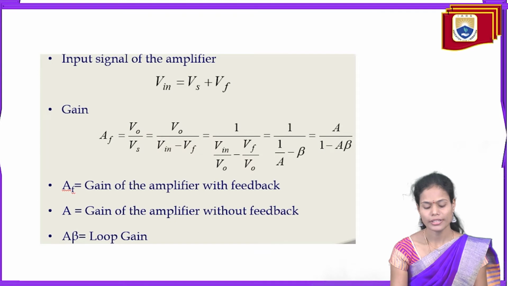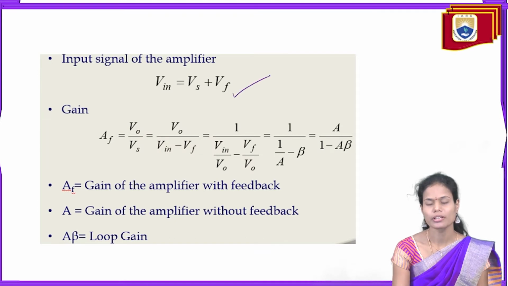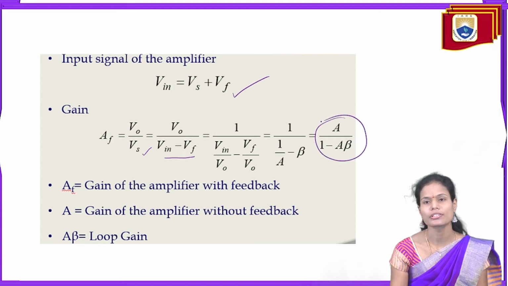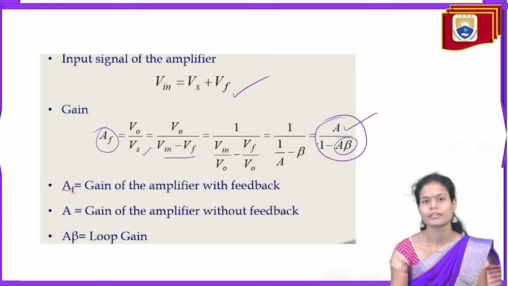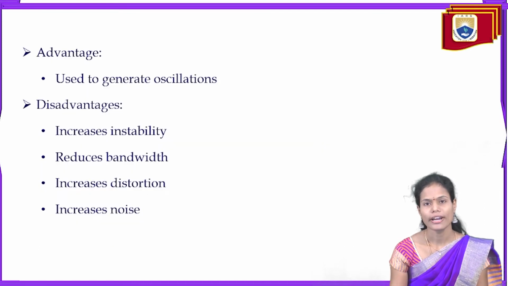And the gain calculation: the gain is V0 by Vs, the signal with feedback we are calculating. The value of Vs I am substituting, that is the difference of the input voltage and the feedback signal. So after simplification, it is A by 1 minus A beta. So AF is the gain with feedback, A is the gain without feedback, and A beta is the loop gain here. And these are the advantages of positive feedback as well as the disadvantages of positive feedback.